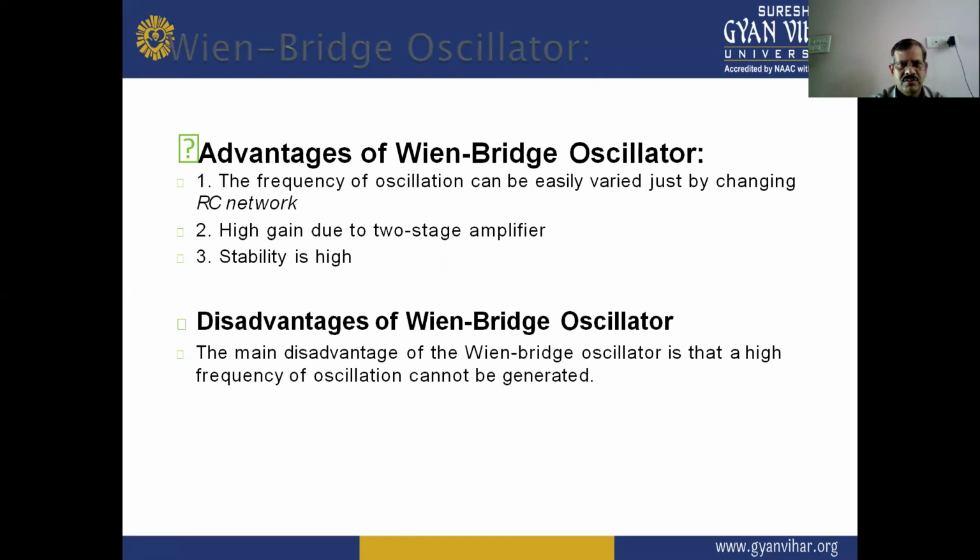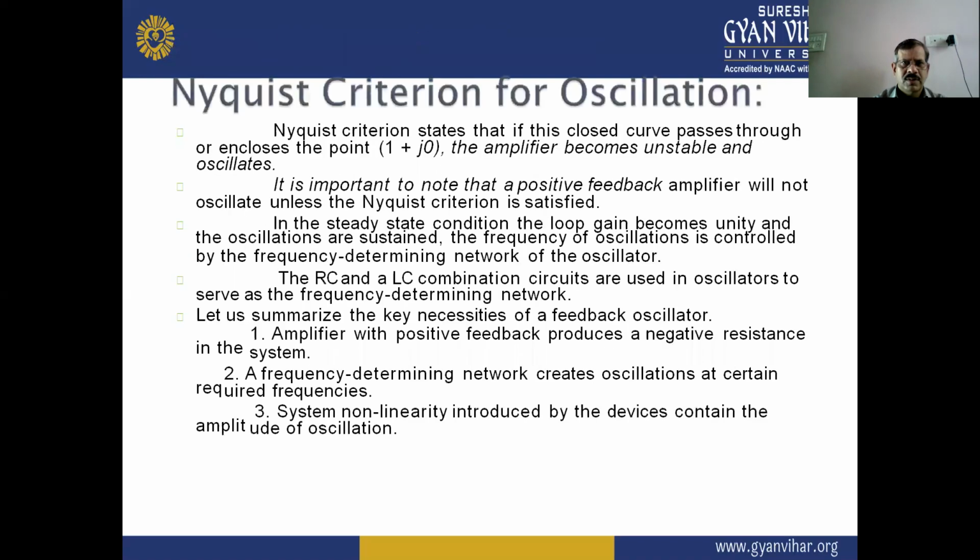But we also have some disadvantages of the Wien bridge oscillators. The main disadvantage of the Wien bridge oscillator is that a high frequency of oscillation cannot be generated. So that is the main disadvantage of the Wien bridge oscillators.